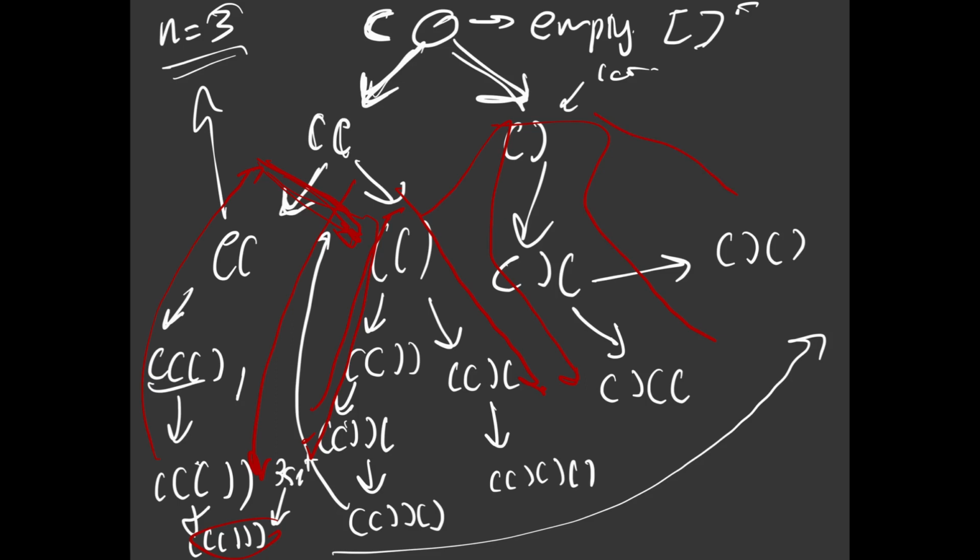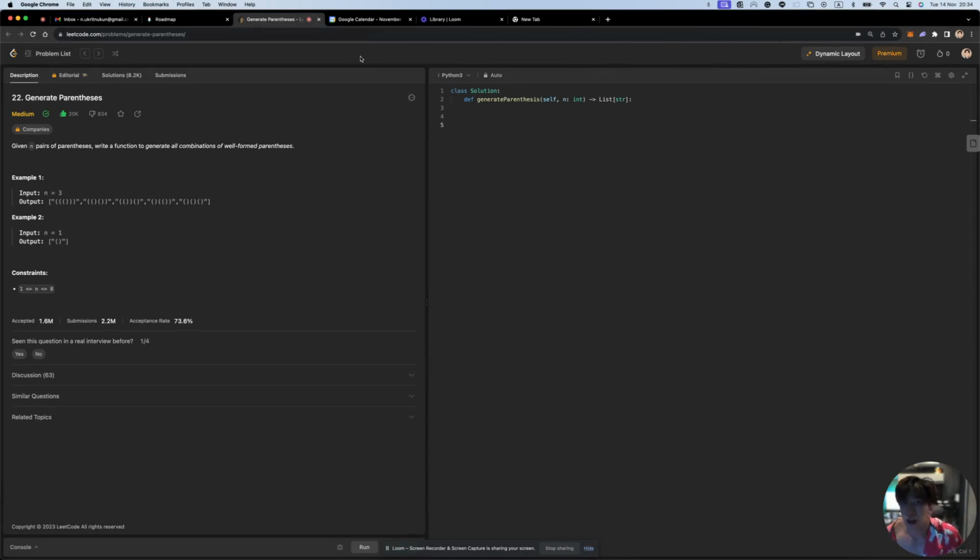This might be a little bit confusing for someone who has never experienced backtracking or recursion before, but let's see. Okay, so we need to return a list. So I'm going to create an empty array, and here I'm going to create a stack. After that, I'm going to create a nested function inside the solution class, and I'm going to call it backtrack.